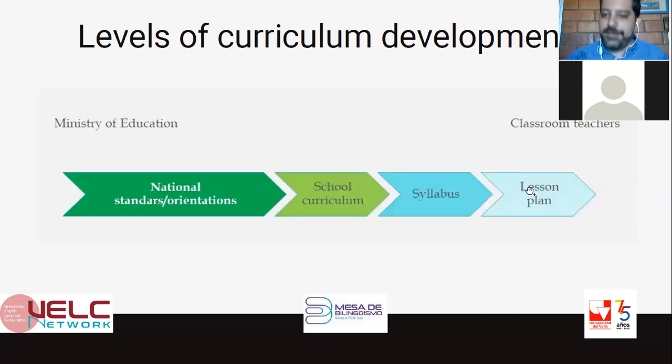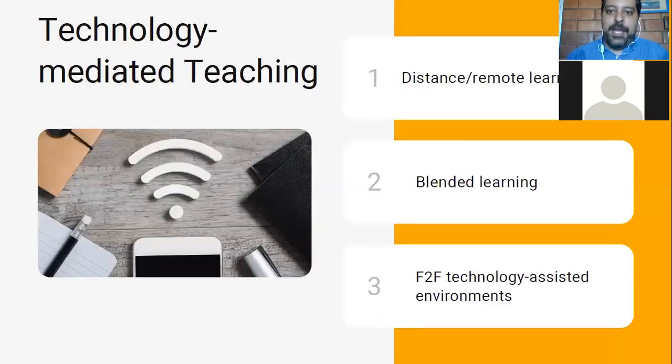But at all the other levels, teachers should have a voice, and especially at the lesson plan level, they are the main protagonists. I mean, you design, you plan what happens in your classroom and what goes on, and you should have control over it. So enough about curriculum. I'm sure it was just a review. I'm sure you all knew that part.